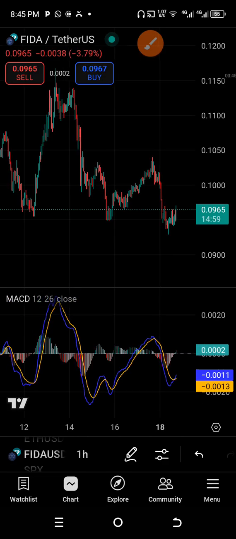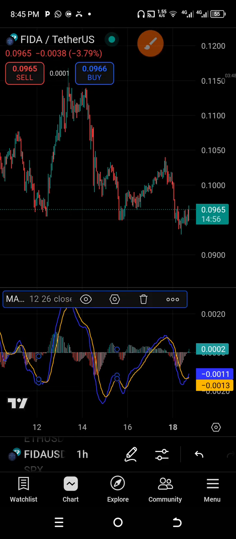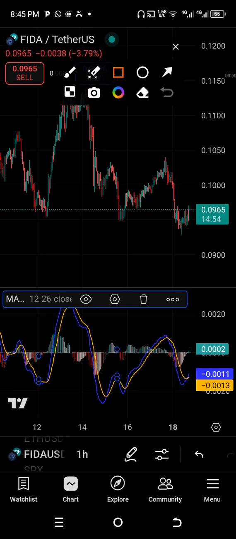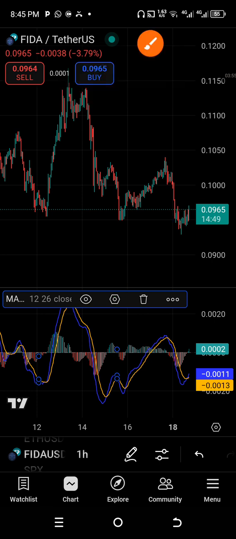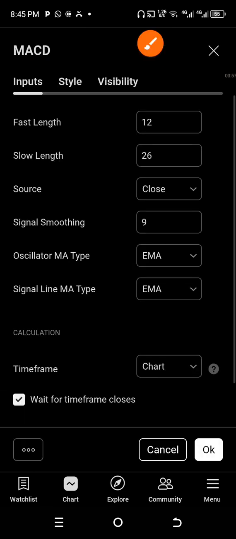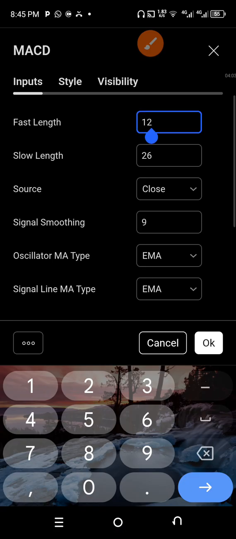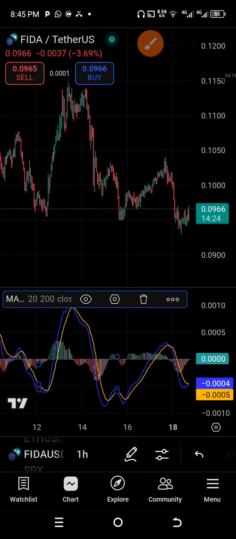Now what do you do? You tap into it. You place this settings button, this one. You tap it and go to the settings. Input is here. You'll come here and write on the first length. It has two lines, one is a 12 and another one is a 26. So you will tap on that first length line and put a 20. On the slow length you put 200, such that they move correspondingly.